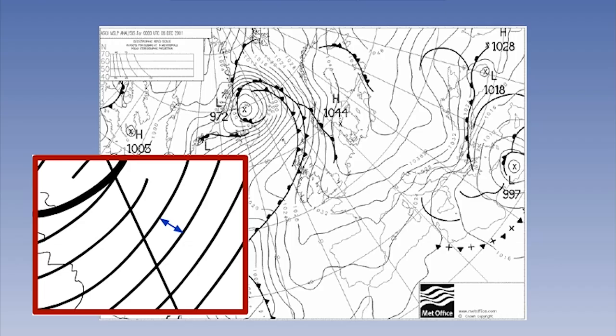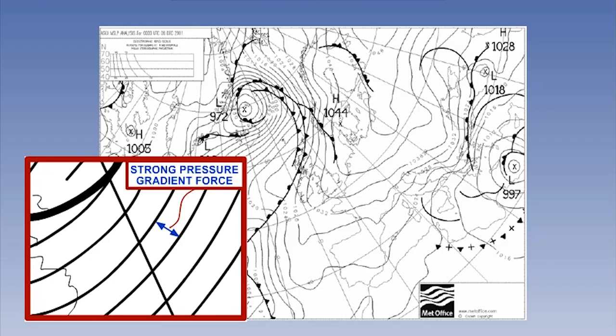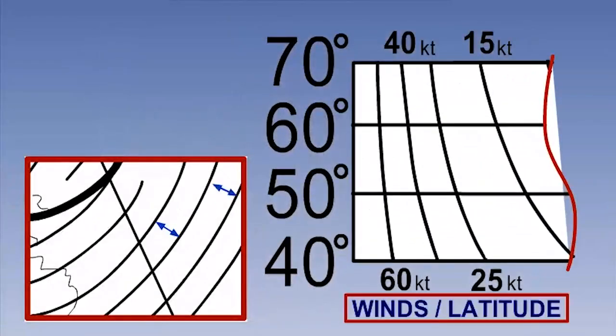We call this force the pressure gradient force, or PGF. A large pressure gradient force means that there is large pressure change over a small area. The pressure gradient is important because it controls the velocity of air, such that if the isobars are tightly spaced, there is a large pressure gradient force and therefore strong winds.